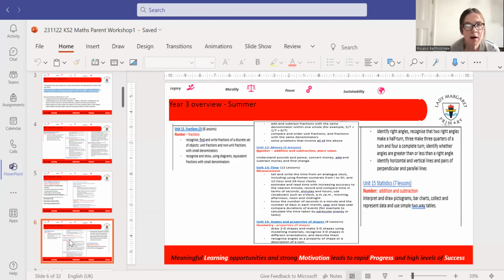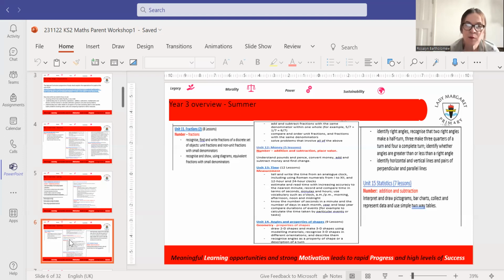Unit 13 is time. Again, this is an area that needs a lot of repetition, and children do find it difficult to get that concept of time. You can talk about how long it takes to get to school, what is the time now, what time will it be in half an hour, etc.